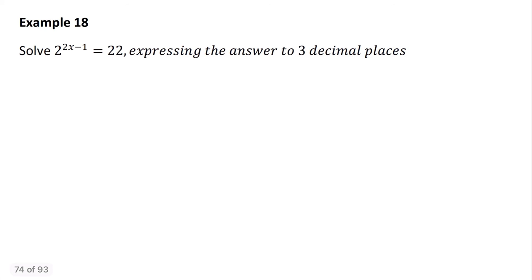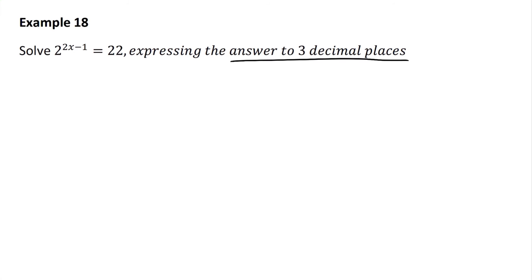So, for example, 18. Solve 2 to the power of 2x minus 1 equal to 22, expressing the answer to 3 decimal places. So the fact that it's already told us to answer to 3 decimal places indicates that at some point we are going to use our calculator, but we're going to try and solve it for as far as we can by hand, and then at the last stage we'll go ahead and use our calculator.